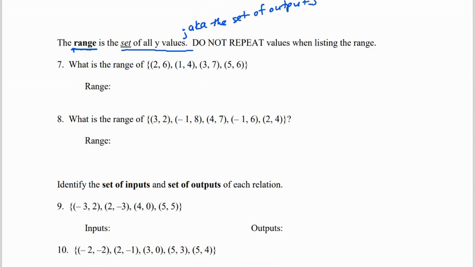Okay, so number 7 and 8 is the opposite. Instead of finding the domain, we're finding the range. And recall, the range is all the y values. So for number 7, you can write down all the ordered pairs: (2, 6), (1, 4), (3, 7), (5, 6). And we're going to focus on the range, which is the y value.